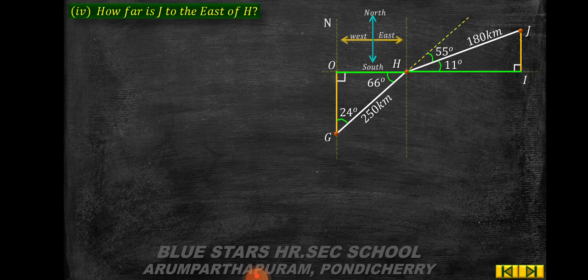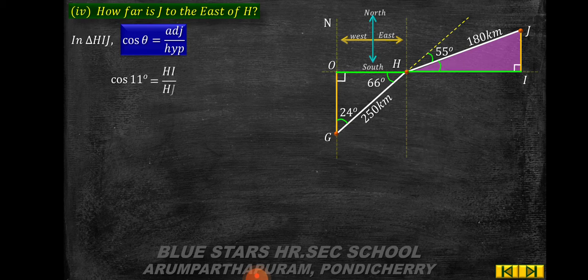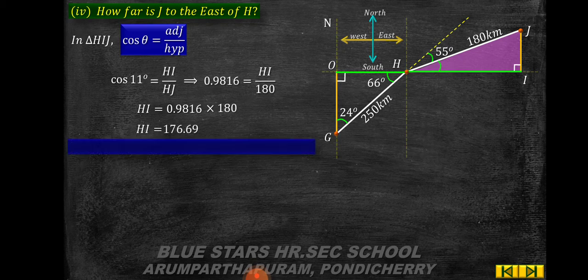Then the fourth subdivision: how far is J to the east of H? In triangle HIJ, cos theta is equal to adjacent by hypotenuse. So cos 11 degree is equal to HI by HJ. Cos 11 degree is 0.9816, which is equal to HI by 180. HI is equal to 0.9816 into 180. HI is equal to 176.69. Therefore, the distance of J to the east of H is equal to 176.69 kilometer.